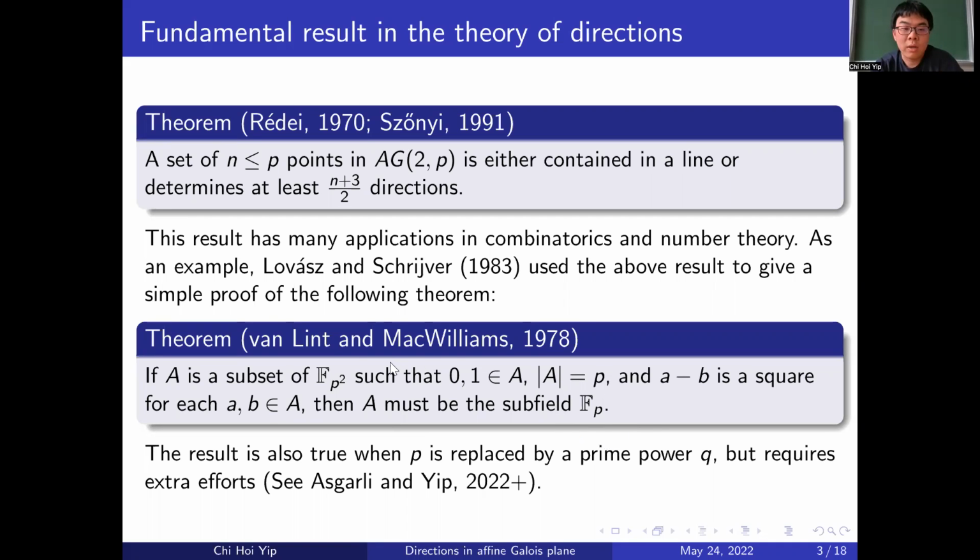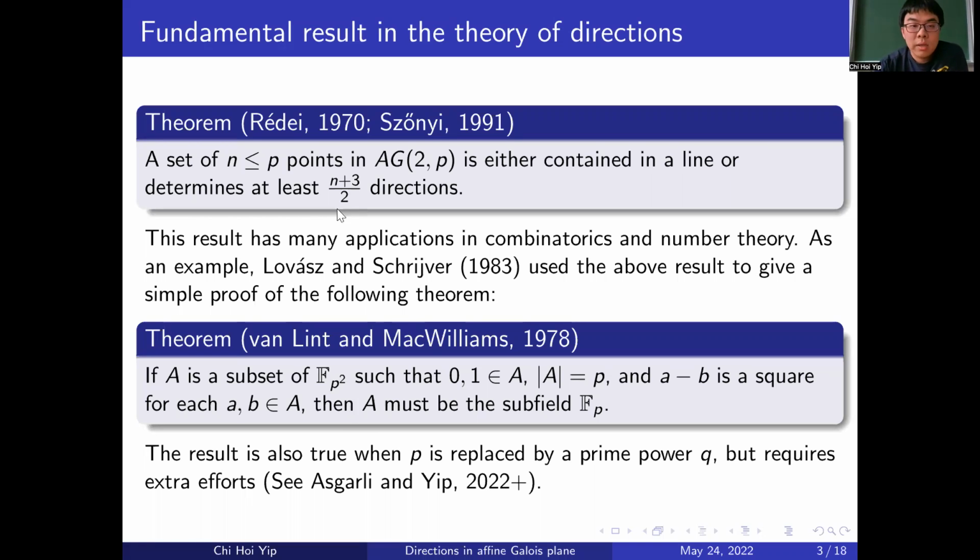And very roughly, how to prove this? First, we embed our set A into the affine plane over FP. Then we show that it does not determine many directions. That means we must be in the first case where every point is collinear. So all points are collinear, and that corresponds to the case of the subfield. This result is also true when P is replaced by a prime power Q, but we have to use some extra tools to prove this, for example some tools from Cartesian estimates.